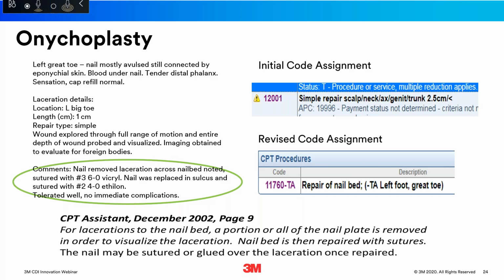So the initial code that the coder coded here was 12001, but indeed it was an 11760. And the repair of the nail bed is going to require an anatomical modifier, so either fingers or toes, where the simple repair code would not because that's your skin.